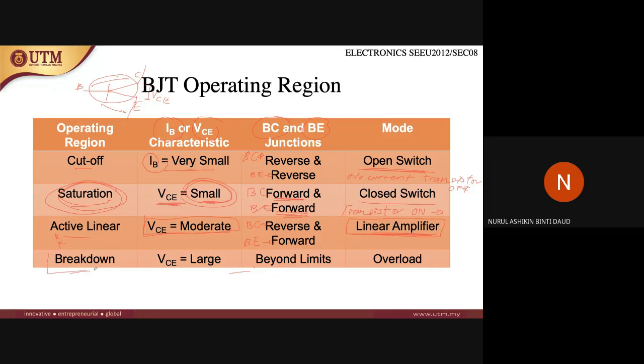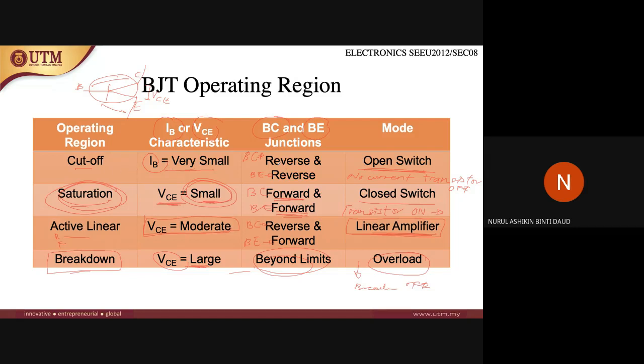And for the breakdown region, it means that the VCE is very, very large. Okay, it exceeds the saturation value. The value of IB is very, very large, so it's beyond limits. Both the BC and BE will be beyond limits, and it will make the transistor overload. Usually at this state, the transistor will break, and it is off. So this is the summary of all those regions that you need to know.